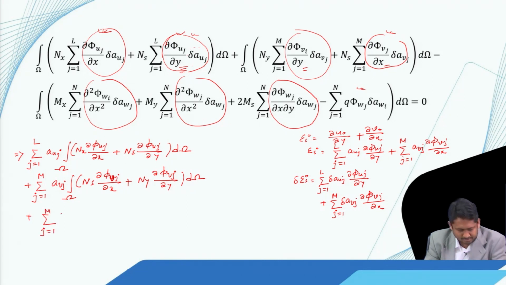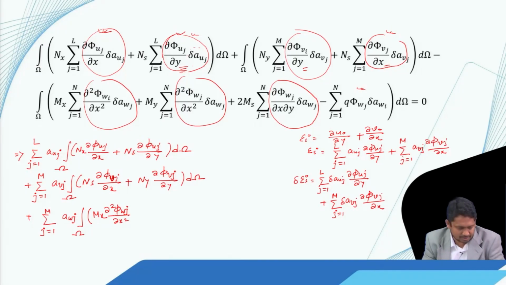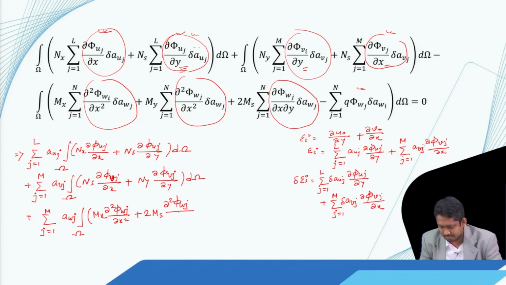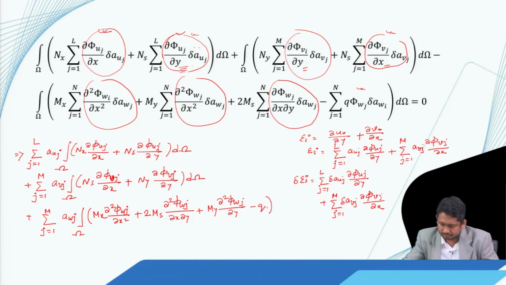the summation over j equal to 1 to n of delta a w j multiplied by m x into del 2 phi w j by del x 2 plus 2 m s into del 2 phi w j by del x del y plus m y into del 2 phi w j by del y 2 minus q, d omega, and then we set it equal to 0.